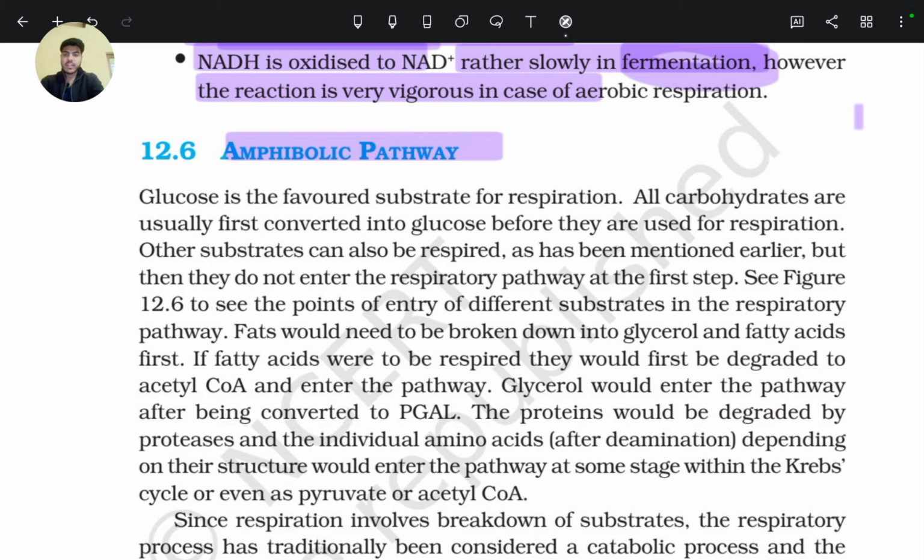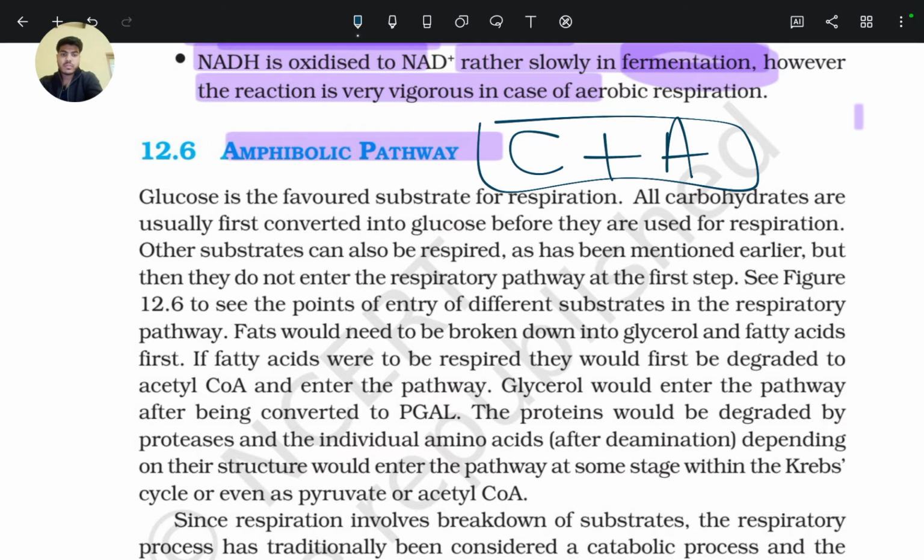Like in respiration, glucose is broken down completely to carbon dioxide molecules. This is an example of a catabolic process. And in respiration, certain reactions occur in which the anabolic process shows. So that's why the process of respiration is an amphibolic pathway, in which catabolic plus anabolic processes are shown.